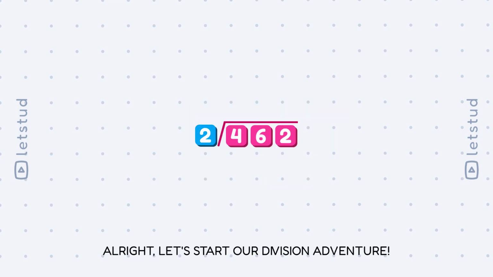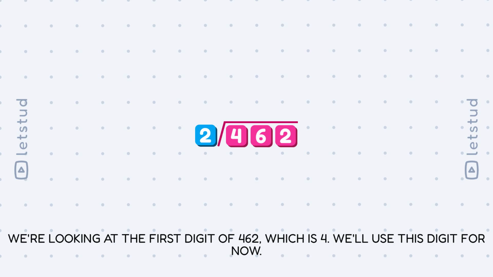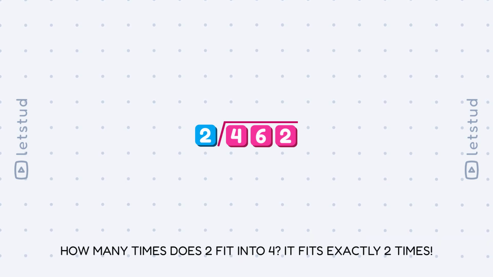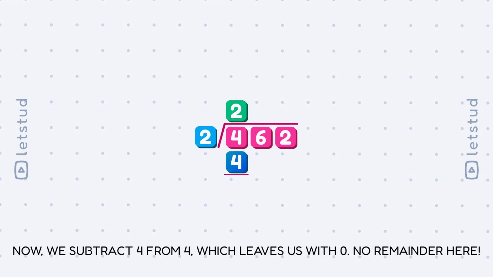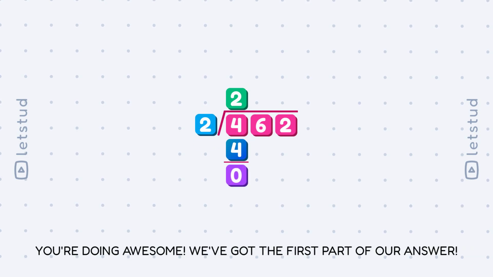Alright, let's start our division adventure. We're looking at the first digit of 462, which is 4. We'll use this digit for now. How many times does 2 fit into 4? It fits exactly 2 times. Let's check. 2 times 2 is 4, perfect. Now we subtract 4 from 4, which leaves us with 0, no remainder here. You're doing awesome, we've got the first part of our answer.